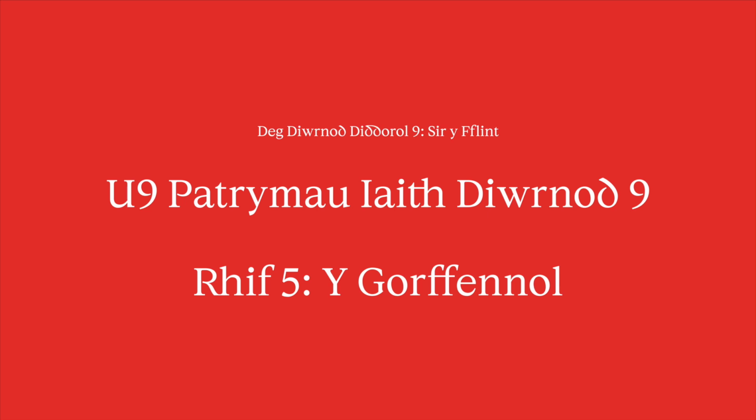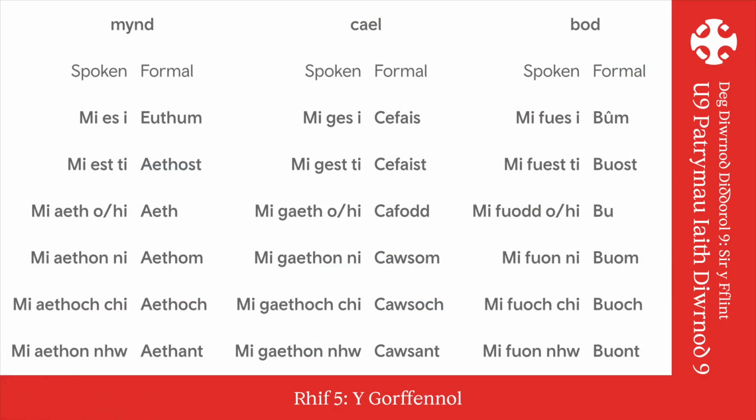Y gorffennol, past tense. Mi es i, eithum. Mi est ti, eithost. Mi aeth o, mi aeth hi, aeth. Mi aethon ni, eithom. Mi aethoch chi, eithoch. Mi aethon nhw, eithant. Mi ges i, cefais. Mi gest ti, cefaist. Mi gaeth o, mi gaeth hi, cafodd. Mi gaethon ni, cawsom. Mi gaethoch chi, cawsoch.